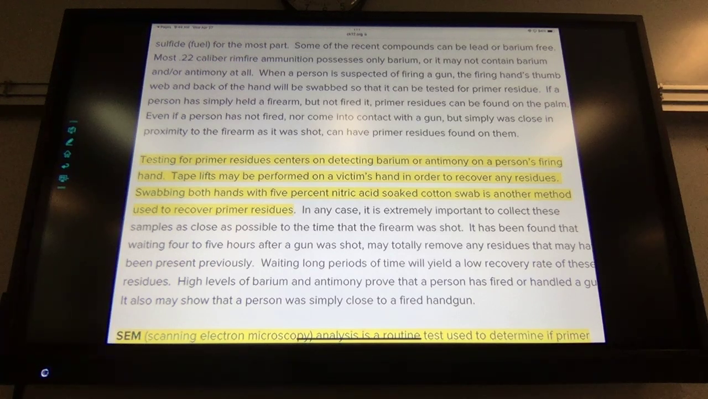cotton swab. So when you're watching these TV shows and they have someone in custody, they're going to take their clothes so they can test it for gunshot residue. They want to check their hands, and you'll see them usually with a cotton swab, but taping is also the other method.